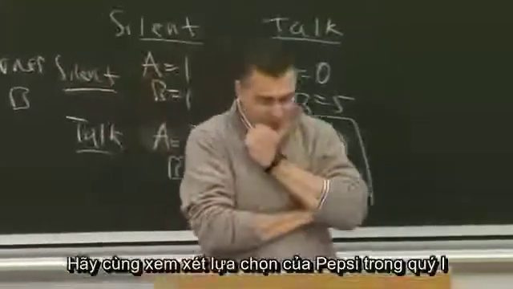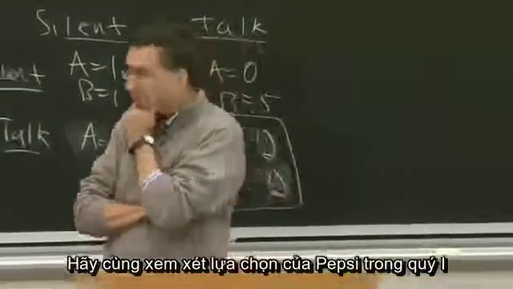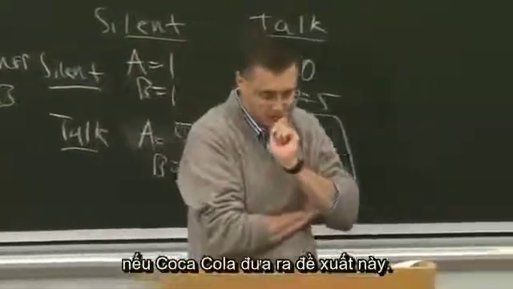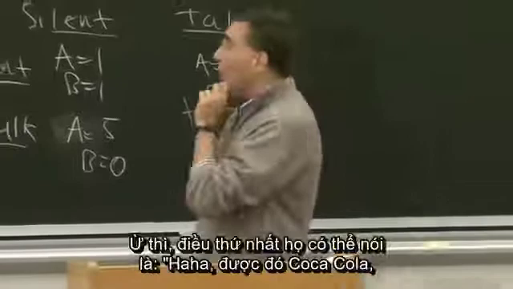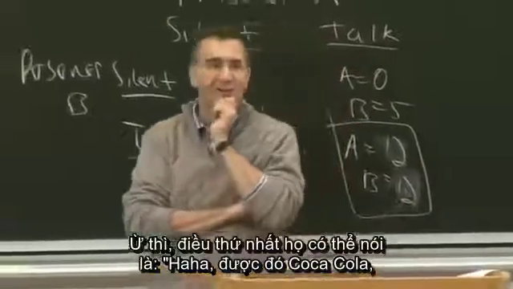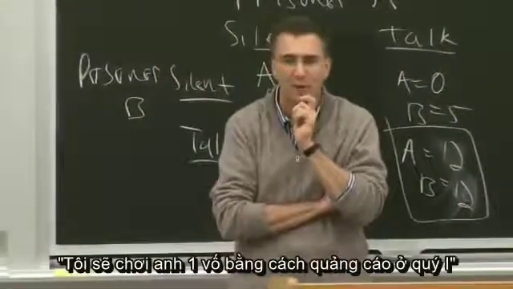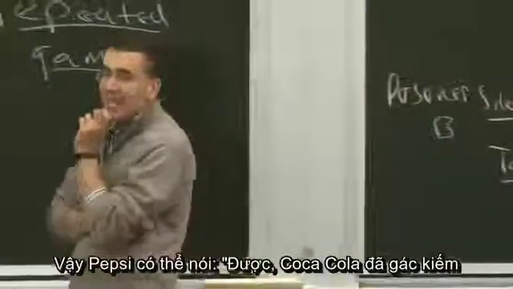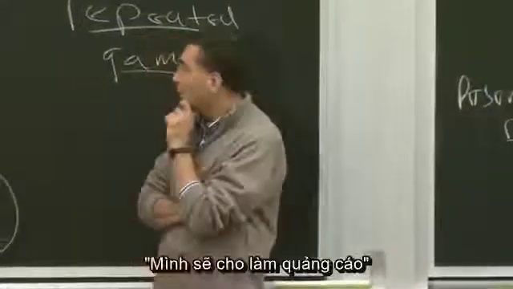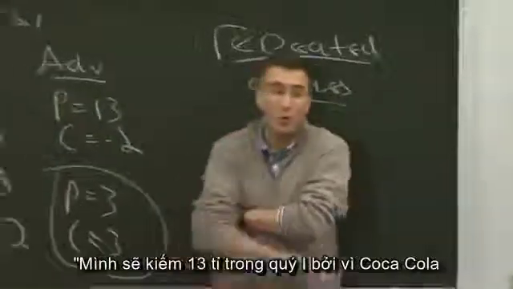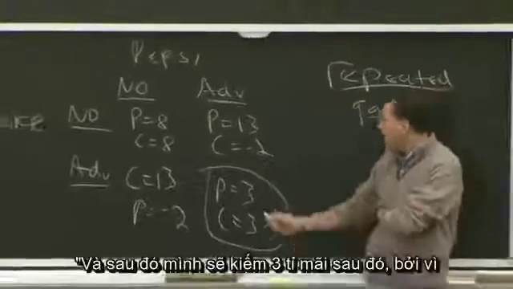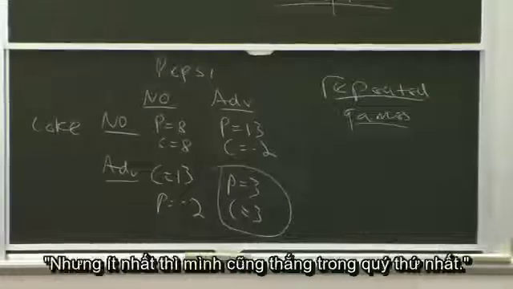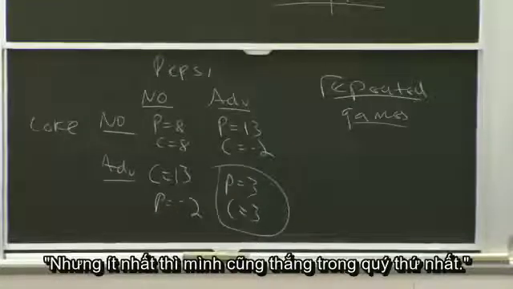Well, let's think about Pepsi's choice in period 1 if Coke presents them with this deal. Well, one thing is they could say, haha, great, Coke. Good job trusting me. I'm going to screw you and advertise in period 1. So Pepsi could say, great, Coke's laid down arms in period 1. I'm going to go ahead and advertise. I'll make 13 in period 1 because Coke's wimped out. And then I'll make 3 forever after, because forever after, we're both going to advertise. But at least I beat them up that first period.